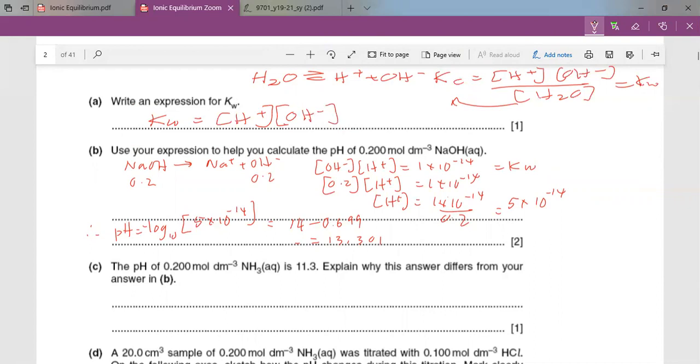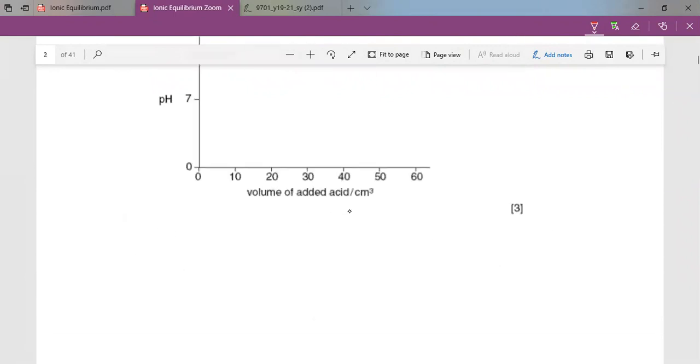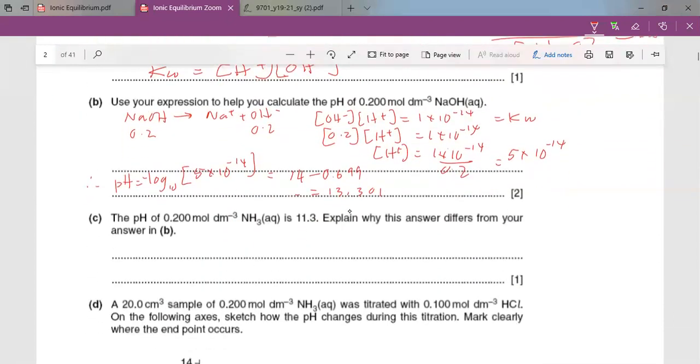As you can see, this is the answer here. You can put this one, but this is better and easier. Don't forget the H3O plus. This expression will help you to calculate your pH of this one here.